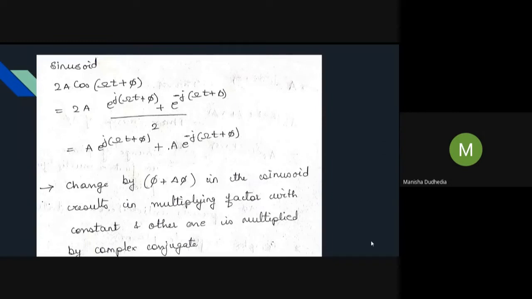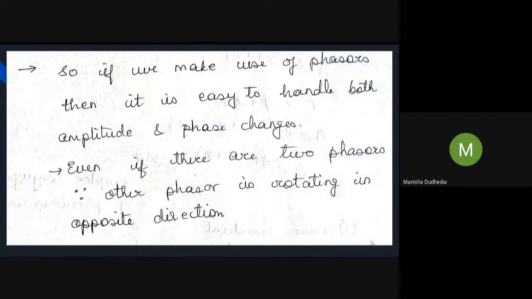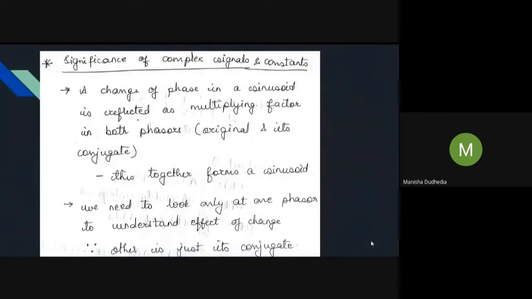So the change by a small incremental phase del phi in the sinusoid results in a multiplying factor. We need to consider only one phasor constant, and we don't need to worry about the other one since it is rotating in the opposite direction. The significance is that a change of phase in a sinusoid is reflected by a multiplying factor. Even if we look at it as two phasors, we take care of only one, because the effect of change in the other direction is implicitly understood since the other one is a conjugate.